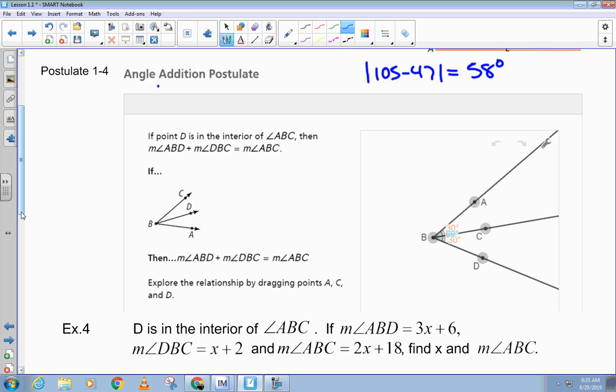And what it's saying is that if I add ABD, this angle right here, and I add this little angle right here, it's going to be equal to the entire angle. Just like the segment addition postulate, but it's with angles. Okay? And I can do the same fancy stuff that I did with the segment.